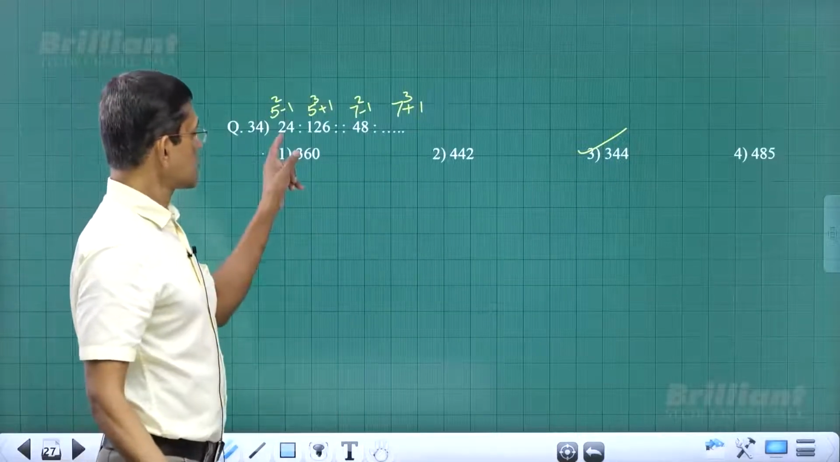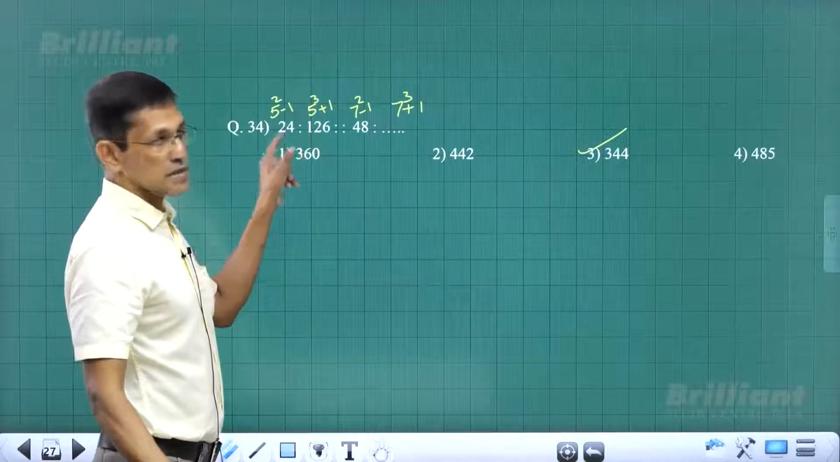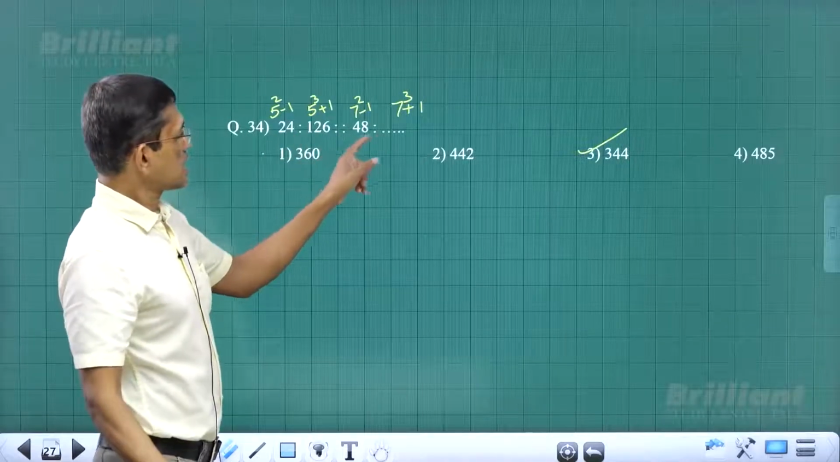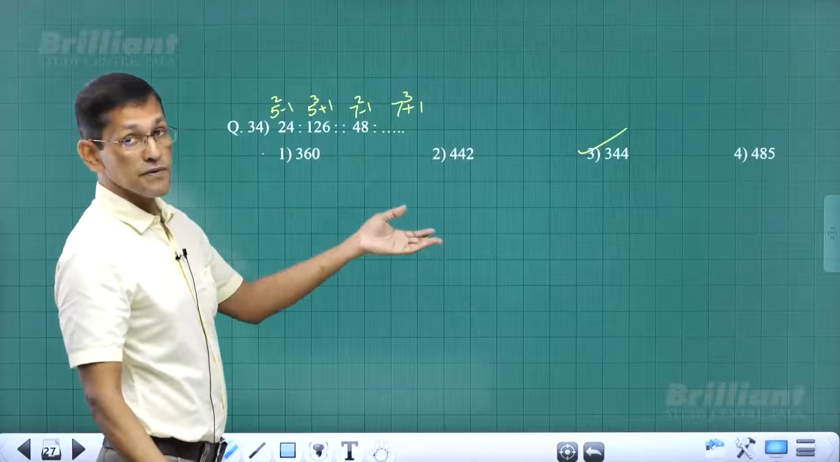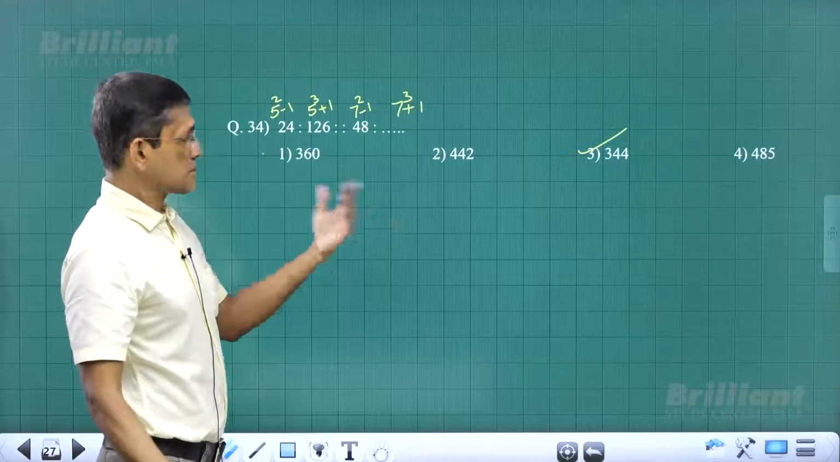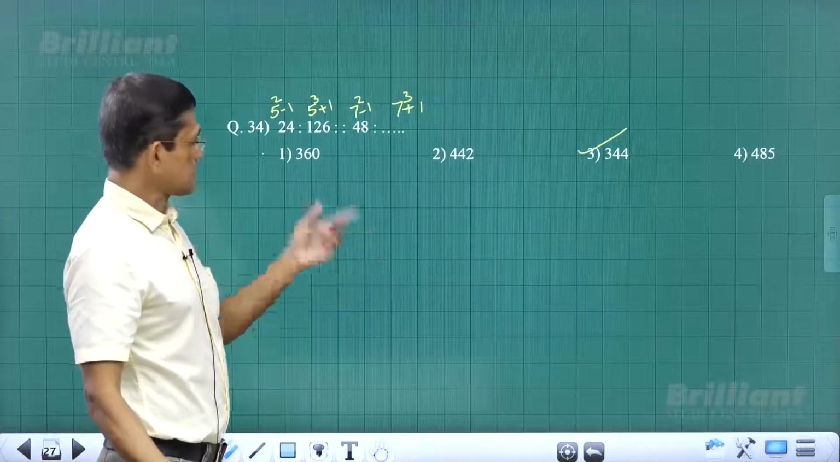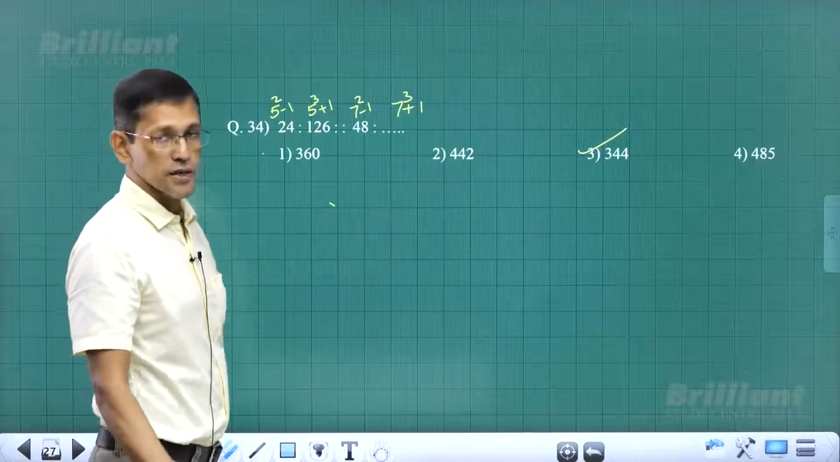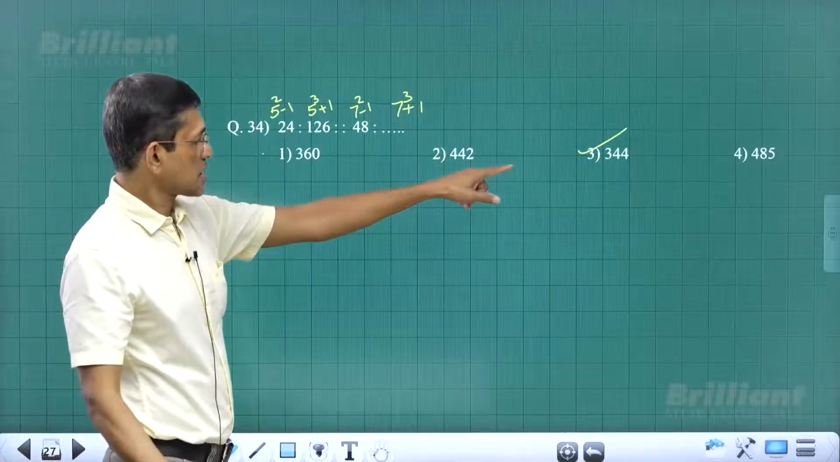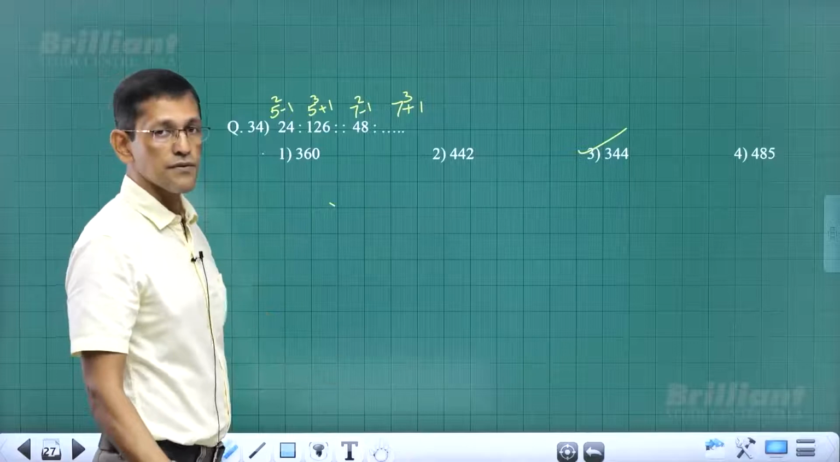Another way of looking at it: 24 and 126, that difference is 102. And 48 and 102 difference, that's 150. So 150 is a right answer as well. It's a correct answer, but we don't have such an answer choice here. So the best answer among the choices given is 344.